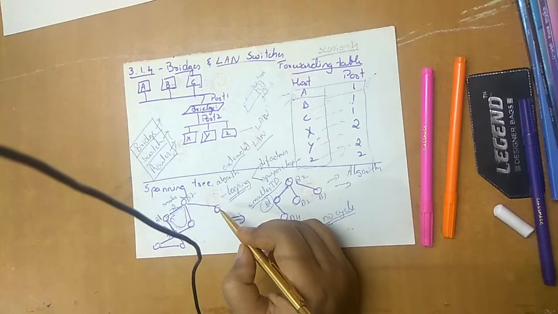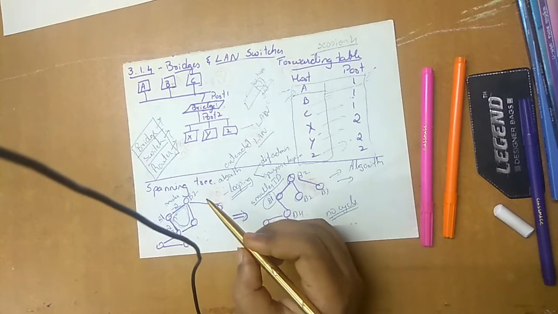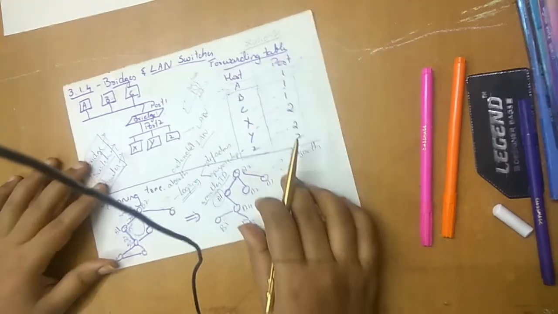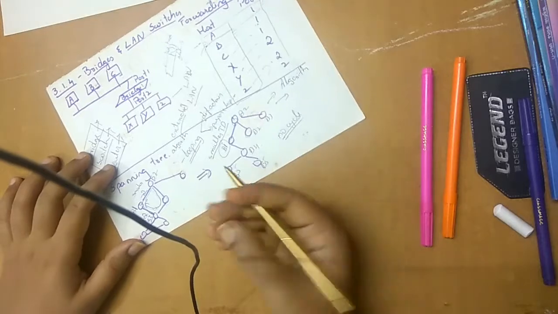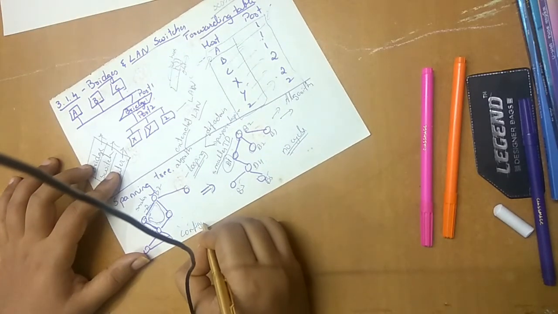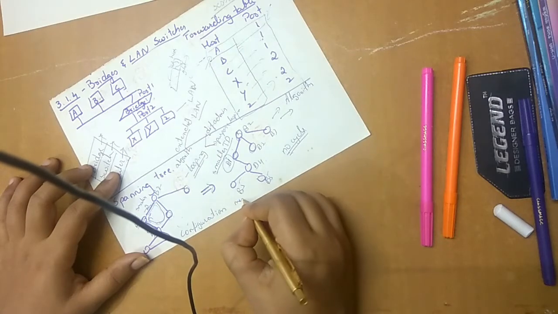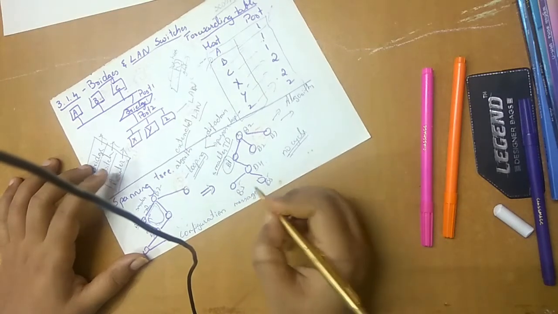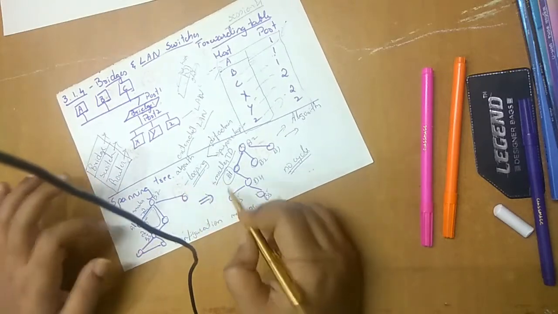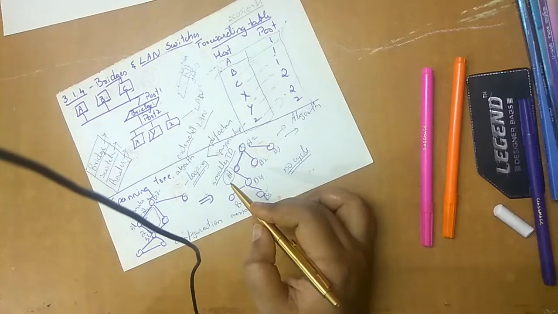Okay, now how can this information be exchanged, how will this be decided? They will exchange a configuration message. A small packet they will exchange among these to build this spanning tree. They will exchange a configuration message.